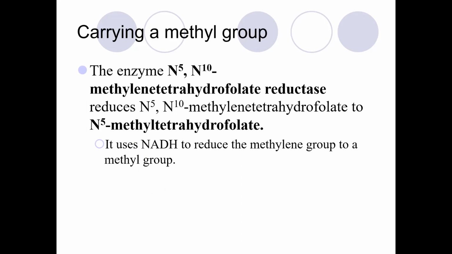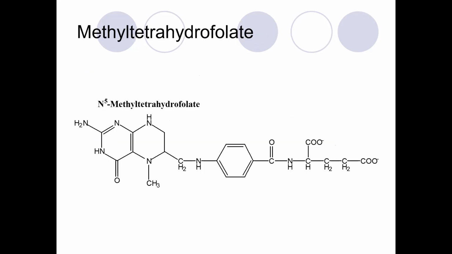Now that methylene group can be subject to modification of its oxidation by either reduction or oxidation. So there's a N5N10 methylene tetrahydrofolate reductase that will reduce the methylene tetrahydrofolate to a methyl tetrahydrofolate. This is an NADH requiring enzyme, and that converts it to the N5 methyl group. So that's methyl tetrahydrofolate.